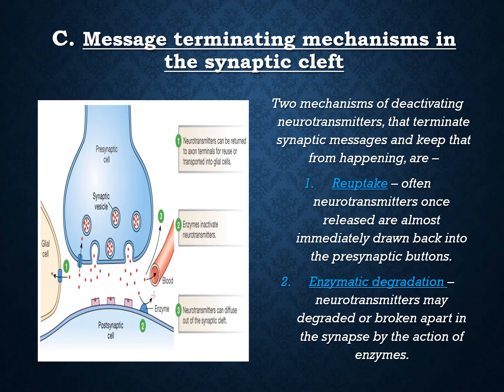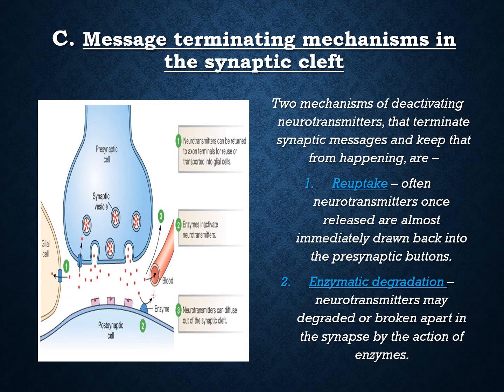Now, message terminating mechanisms in the synaptic cleft. Here are two mechanisms of deactivating neurotransmitters that terminate synaptic messages. The first is reuptake. It is often occurring. Reuptake is very important. Majority of the times we can find that reuptake is taking place. Often neurotransmitters once released are almost immediately drawn back into the presynaptic buttons. So that is called the reuptake.